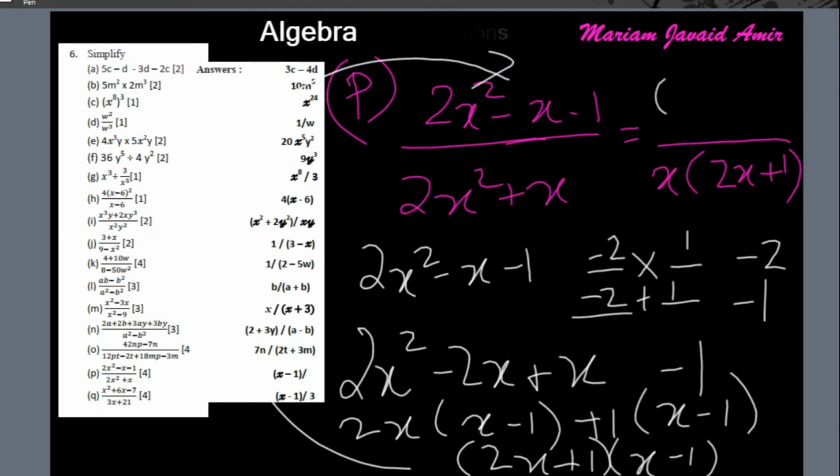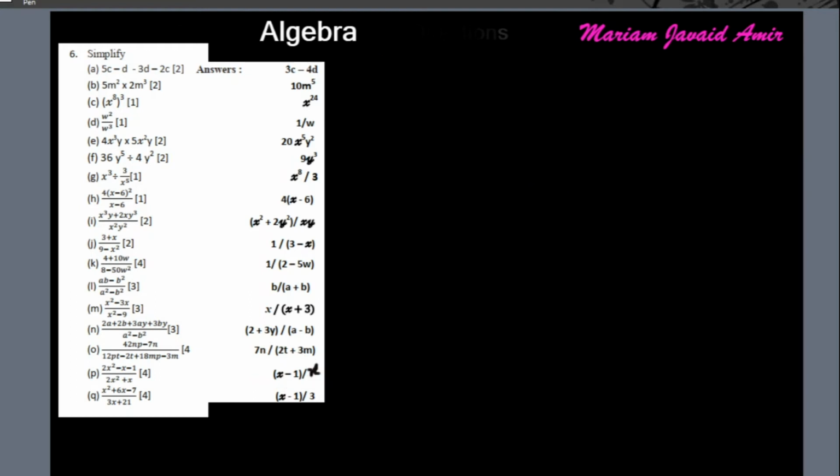So I'll get 2x plus 1 and x minus 1, over x bracket 2x plus 1. 2x plus 1 gets cancelled and we're left with x minus 1 over x. This is x minus 1, this is over x. Please make these corrections in your worksheet. So x minus 1 over x. Part Q.